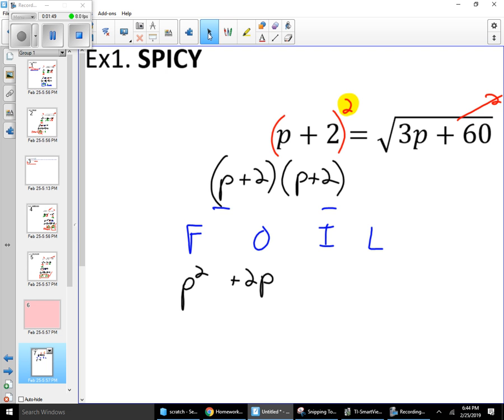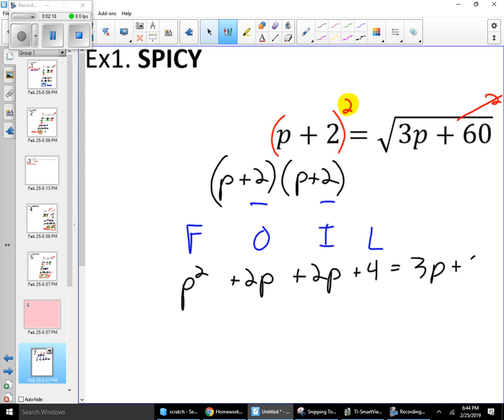My inside terms will be the same. P times the 2 is going to also be 2P. And then we get the last terms, 2 times 2. 2 times 2 is 4. So FOIL is just there to help us organize our work. When multiplying two terms by two terms, we get 4 terms. We don't want to forget about the right side. There's still a 3P and a 60 there.